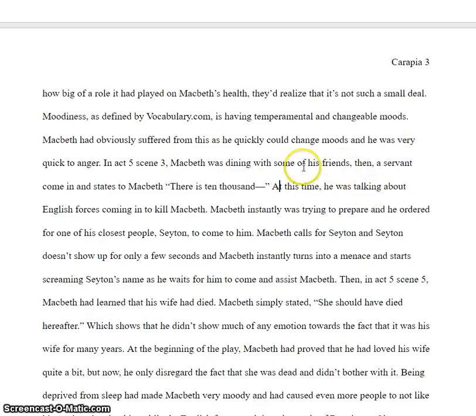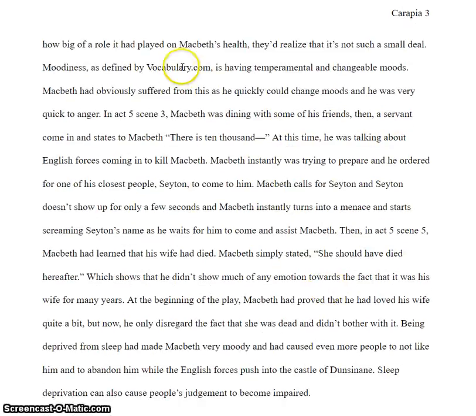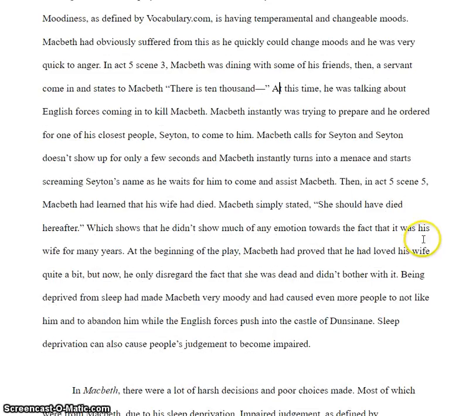He was quickly down with some of his friends. Then, so this is a run-on sentence. No citation here. No citation here. He's trying to prepare, comma, and he ordered for one of his closest people, Seaton, to come to him. He calls for Seaton, and Seaton doesn't show up. So here's another comma. For only a few seconds, and Macbeth instantly turns into a menace and starts screaming Seaton's name as he waits for him to come and assist Macbeth.